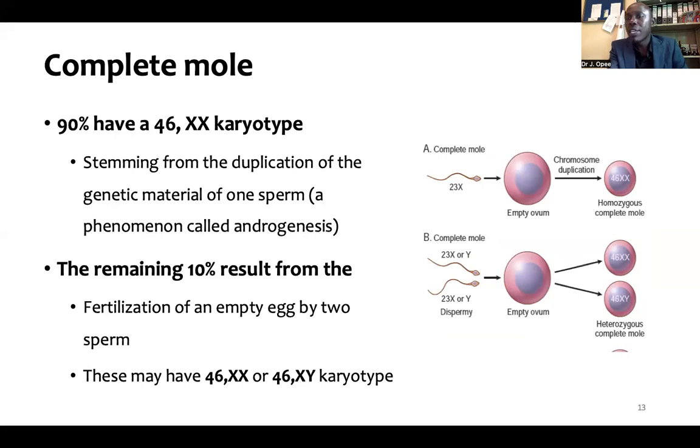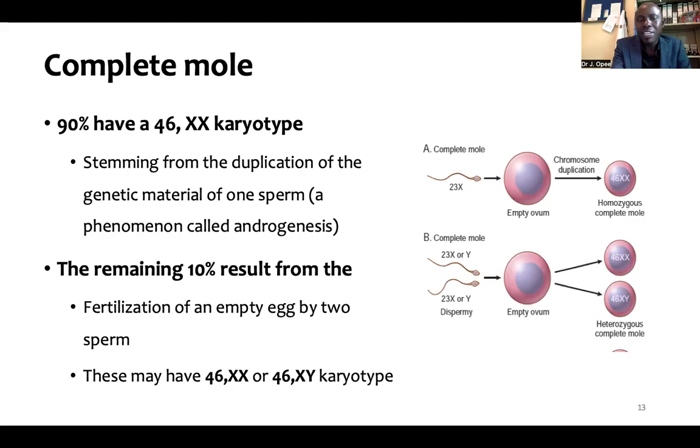So you can have duplication taking place to try to form or to mimic the normal chromosomes that a normal embryo should actually have. What we call the homozygous complete mole, we have 46XX. This is just a duplication. If the sperm is X, having X chromosome, fertilizes an empty ovum, you will have duplication taking place, and you'll have 46XX. And this is the commonest cause of complete hydatidiform mole. Up to 90% have this kind of format.